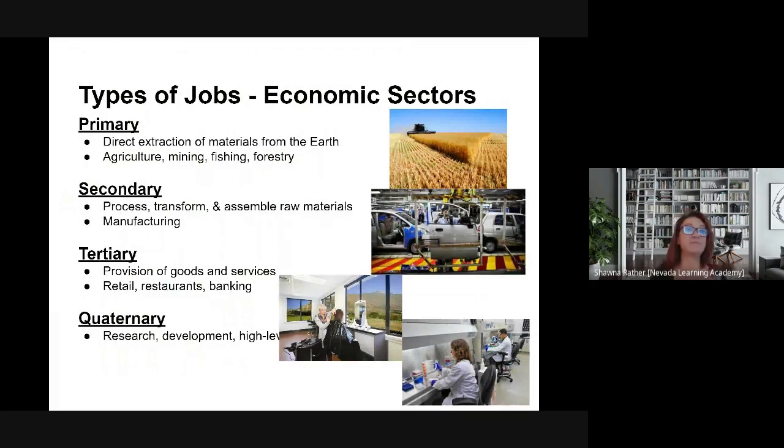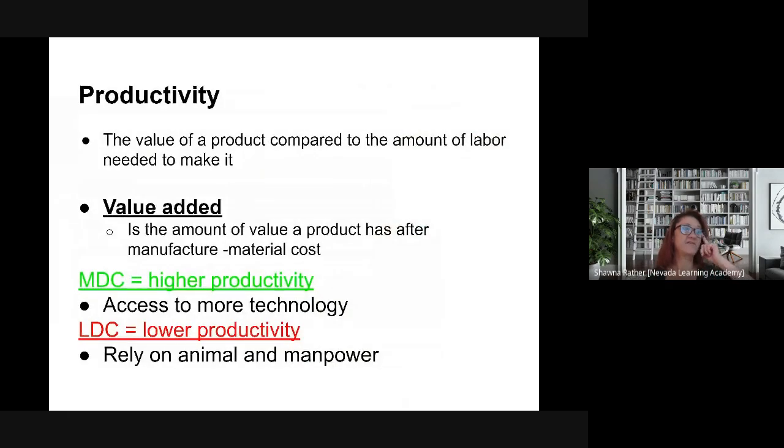You look at types of jobs that people have in their economic sectors. We've talked about primary, secondary, tertiary, and quaternary. Direct extraction of materials, it's the lowest form. That's primary: agriculture, mining, fishing. Secondary is like manufacturing. You're moving your way on up. Tertiary, providing goods and services. So retail, restaurants, banking, doctors, etc. And then quaternary, that is at your highest level of development. That's research, development, etc. Productivity, value of a product compared to the amount of labor needed. So obviously in more developed countries, they have higher productivity because they have access to more technology. In LDCs, they have lower productivity because they have to rely on animal and manpower.